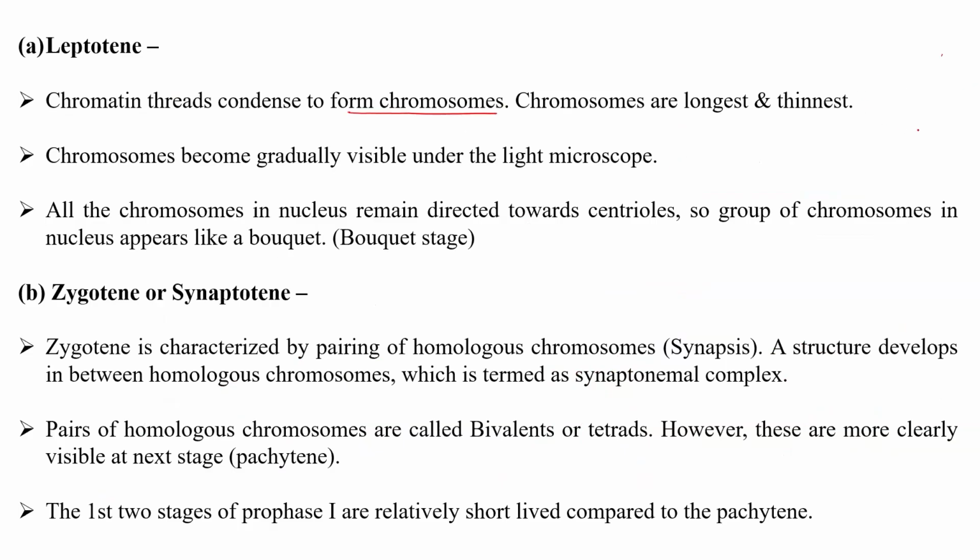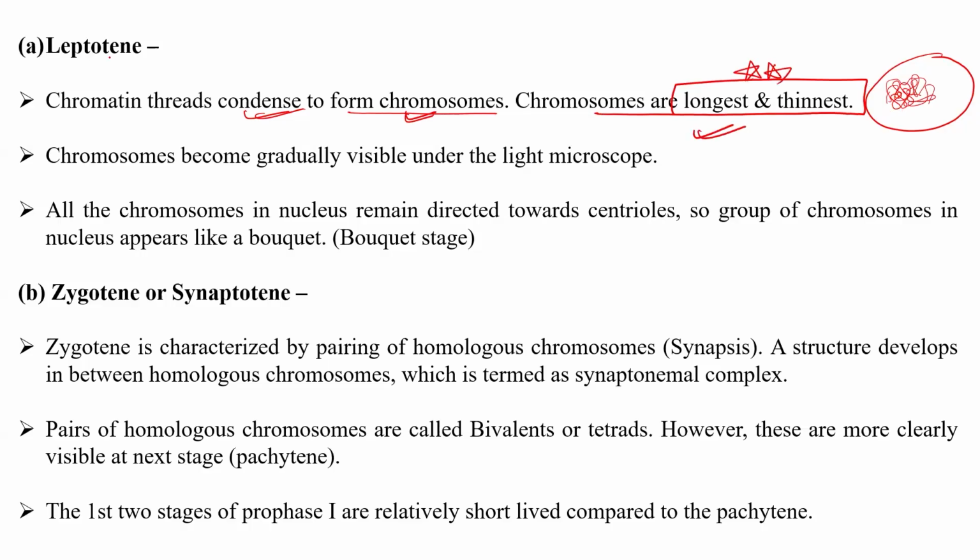So in our cell, usually when it is non-active, it is present in a thread-like form, which is the chromatin. This chromatin is nothing but the uncondensed form of the chromosome. So the chromatin threads condense to form the chromosomes, and chromosomes are longest and thinnest at this stage. So this might be asked: the chromosomes are longest and thinnest at which stage? So they are longest and thinnest at leptotene stage.